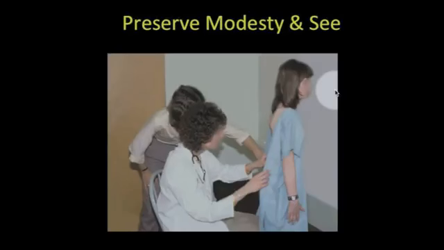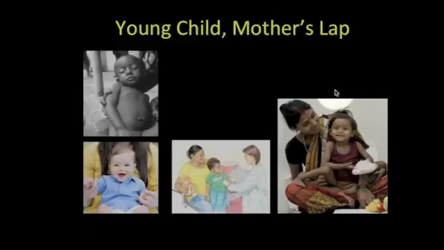And the first step is to be able to see as much as possible of the child while still preserving the modesty of the child, particularly the adolescents or girls. And for the young child or the infant, it's nice to examine the child on the mother's lap. And sometimes you can do quite a complete examination, whichever culture it is. Infants are happier when they're on the mother's lap rather than on an examination table.